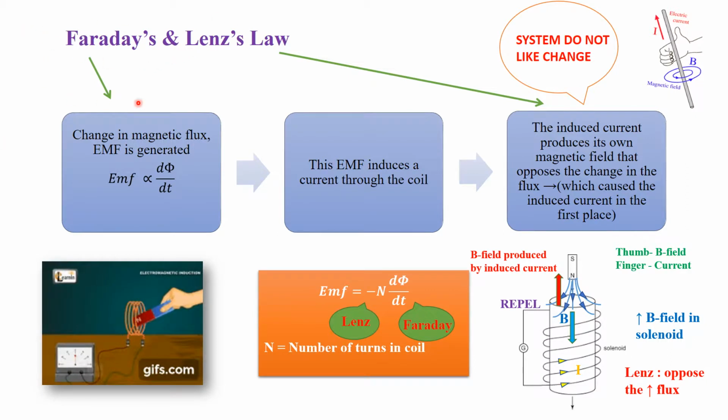Now because of these two laws, Faraday's and Lenz's law, this equation is deduced where EMF equals negative n times the rate of change of flux, where the negative sign indicates Lenz's law and the rate of change of flux is Faraday's law. Now that we know the equation of the EMF, how do we calculate the magnetic flux?